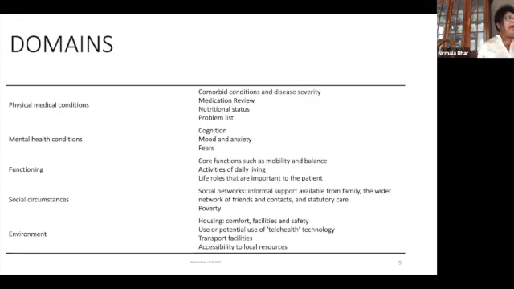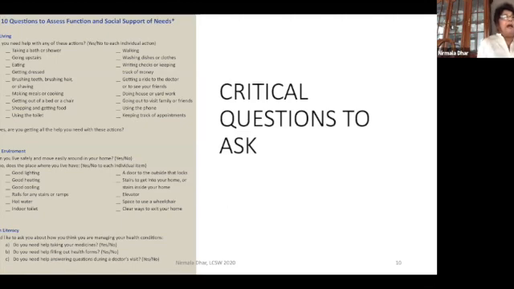Next slide. And here are some questions, and I'm not going to go over all of these. You will be getting this handout, and my citations are there too. So here are some questions to ask to assess function and social support. For example, I'm just going to go over daily living.